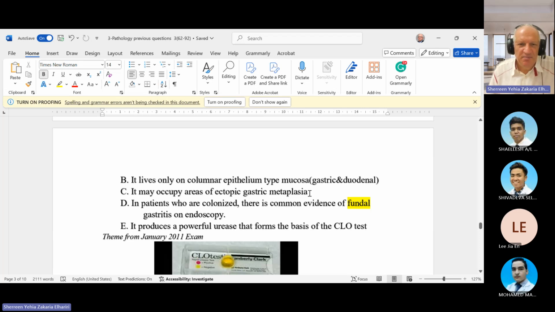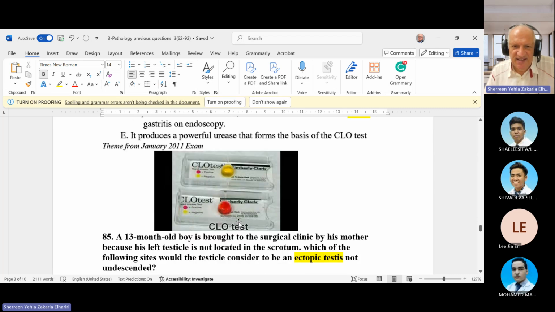This is correct because in Meckel diverticulum, you can find some gastric cells, and this is why Meckel diverticulum can be considered one site of peptic ulcer. You know, peptic ulcer can occur in the stomach, in the duodenum, in a gastroesophageal anastomosis, in the lower esophagus in reflux, and very, very rarely in the Meckel diverticulum, which has gastric cells. It produces powerful urease, yes, and this urease production is the test.